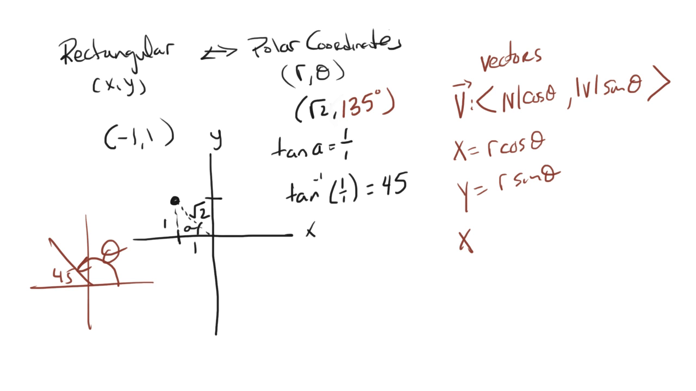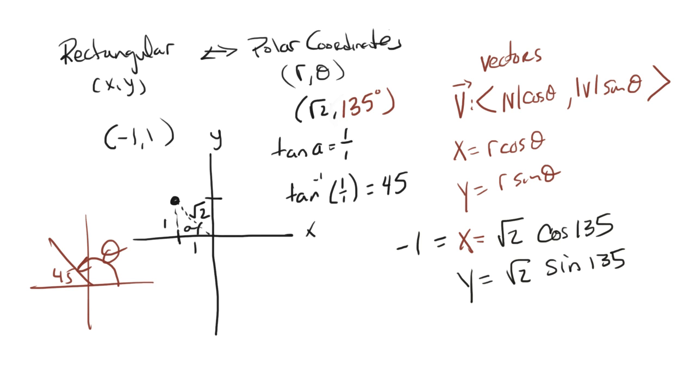Okay, so I got x equals r, which is rad 2, times cosine 135. And we got y equals rad 2 sine 135. And what you need to remember is that x is cosine, y is sine. And now what you do is just type this in a calculator, and you get negative 1. Type this in a calculator, positive 1. So if I convert backwards, I get the point negative 1, 1.